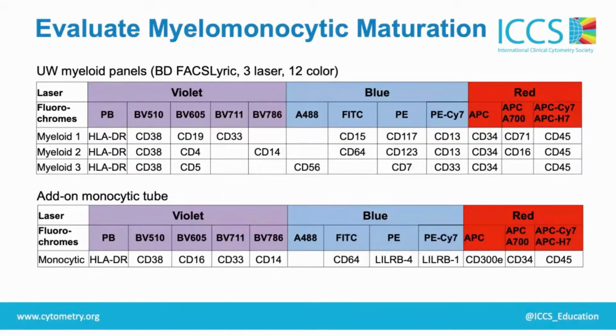These are the myeloid panels currently used by the UW HemePath lab. Tube 1 to evaluate blast population, Tube 2 to assess maturing myelomonocytic cells, Tube 3 to evaluate aberrant T-NK cell markers. The lab is currently validating an add-on monocytic tube. This is a modification of the myeloid Tube 2, including 3 additional monocytic markers. Leukocyte immunoglobulin-like receptor B1 and B4 are expressed on monocytic cells, and CD300E is expressed on mature monocytes.